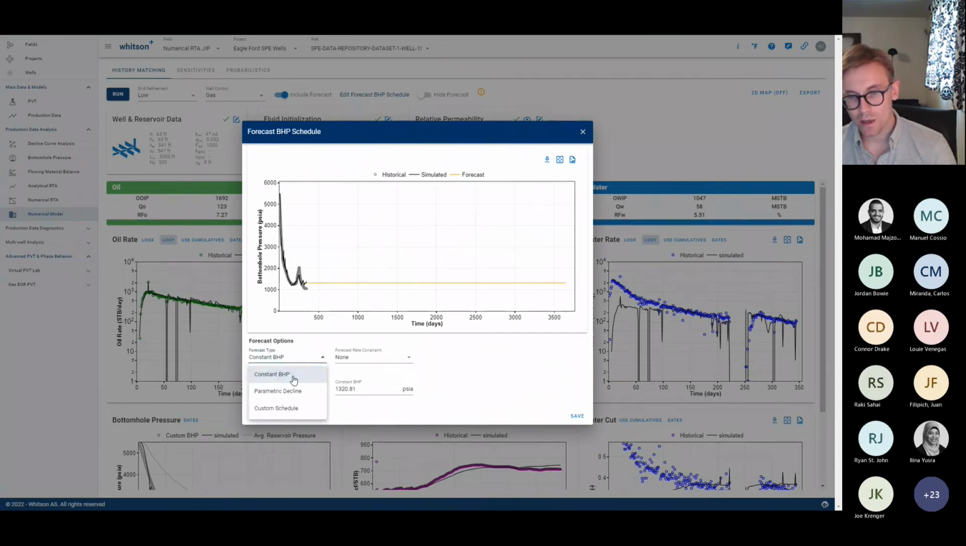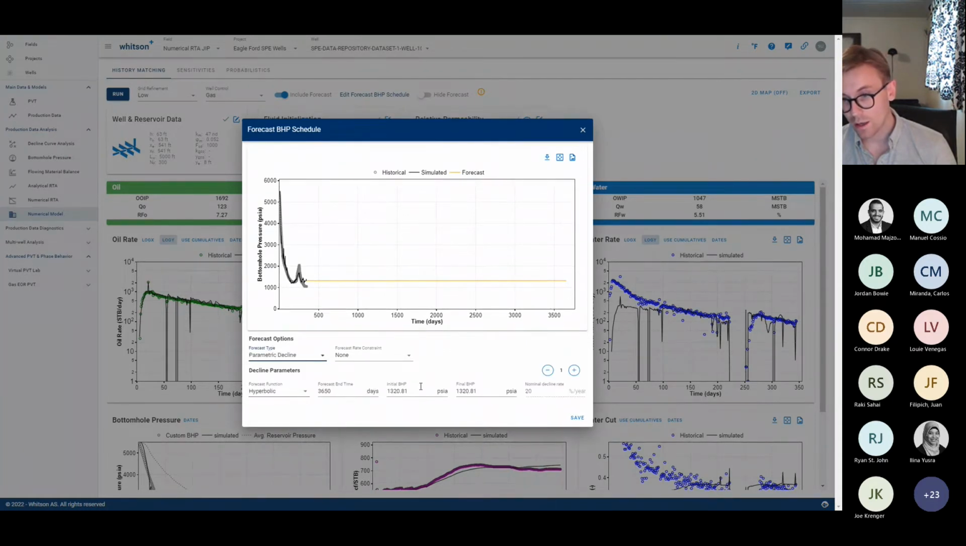And I like to add a parametric decline, make that go down to 500 or whatever you pick yourself. I typically forecast it out for 10,000 days, and then you typically like this decline to be fairly similar to what it was before, the BHP decline before you start to do the forecast.